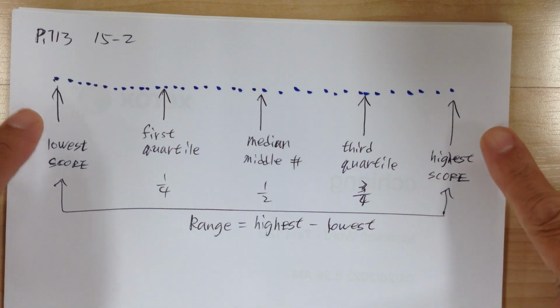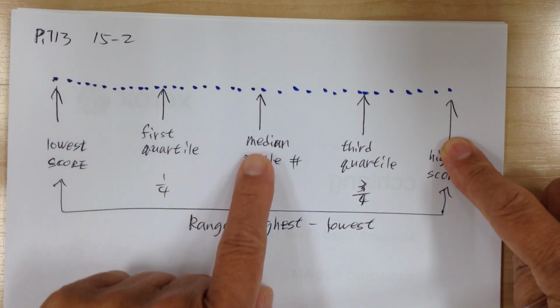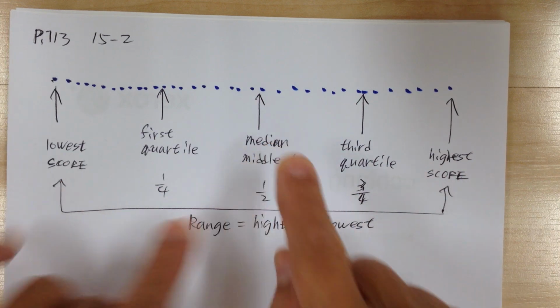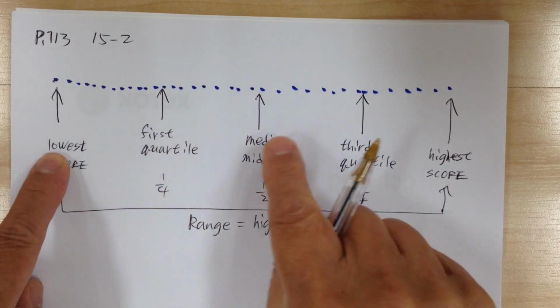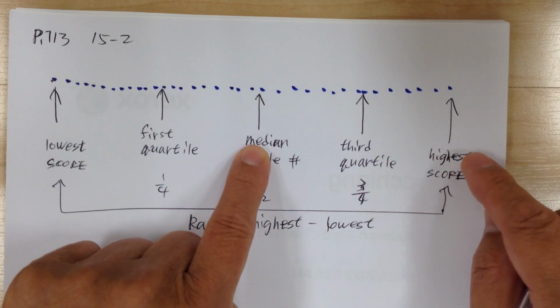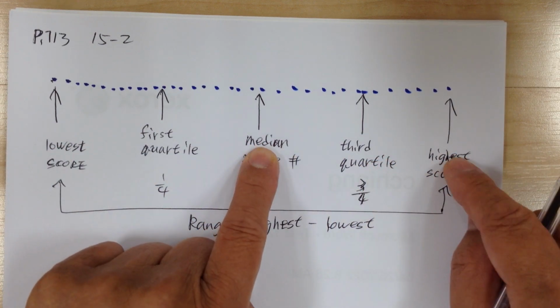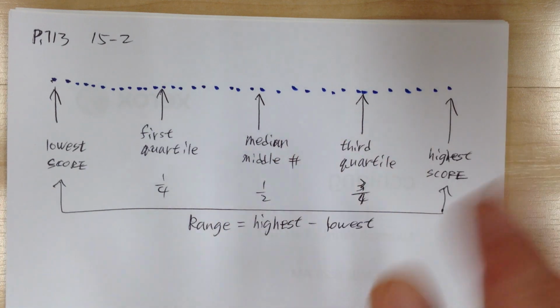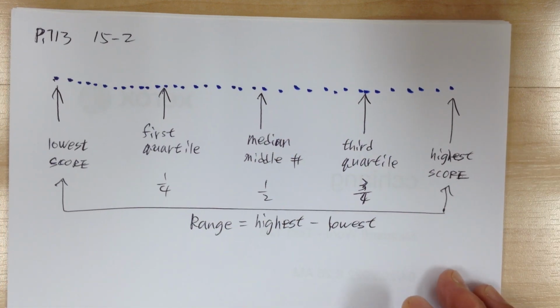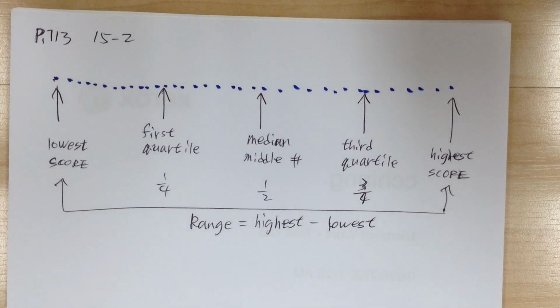So again, between the highest and the lowest, the middle between these two, that is your median. And the middle between the lowest and the median is the first quartile. And the middle number between the median and the highest number is your third quartile. So that's those definitions. Okay, so let's go over the first example.